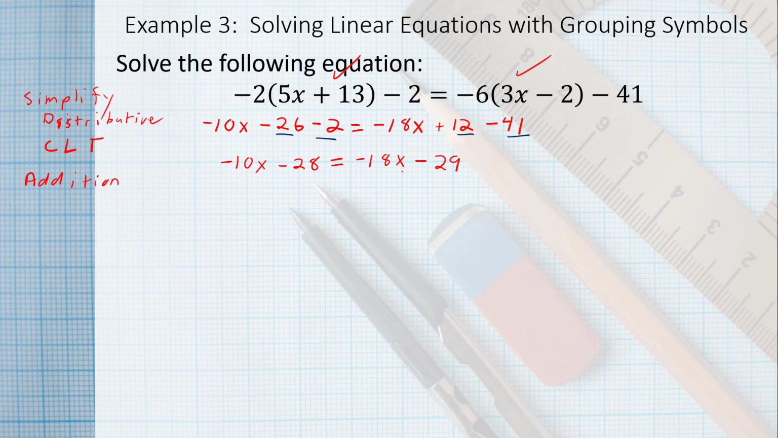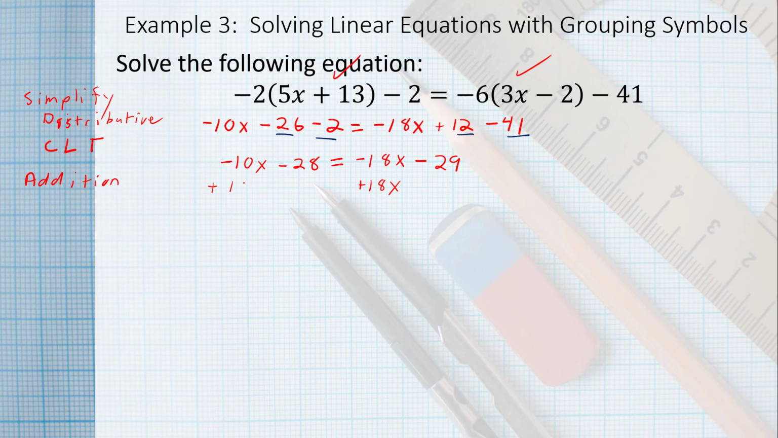That will minimize our potential for errors associated with sign units. And that basically means you want to move the smaller term. In this case, the smaller term is negative 18x. So that's the one that we want to move. And we can do that by adding 18x to the right-hand side. That will cancel that out.